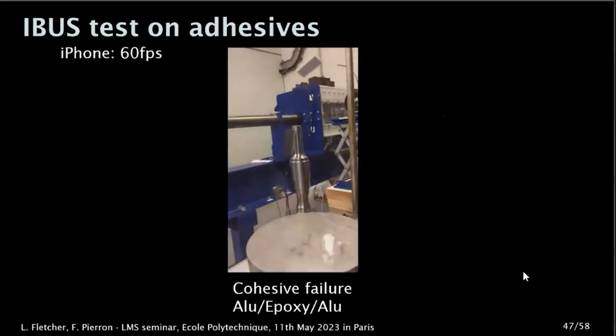This is a nice video, I quite like it. This is the IBUS test on a bonded joint. You see the specimen, it consists of two pieces of aluminium bonded with an epoxy glue. And if you leave it for a second or so, the bond line fractures and the specimen jumps up. This is actually a cohesive failure.